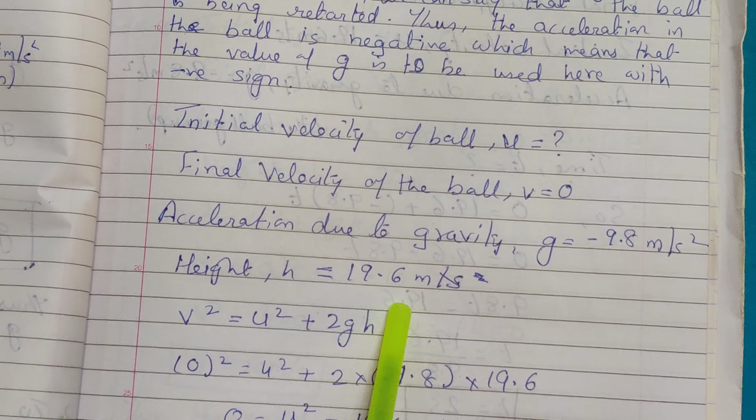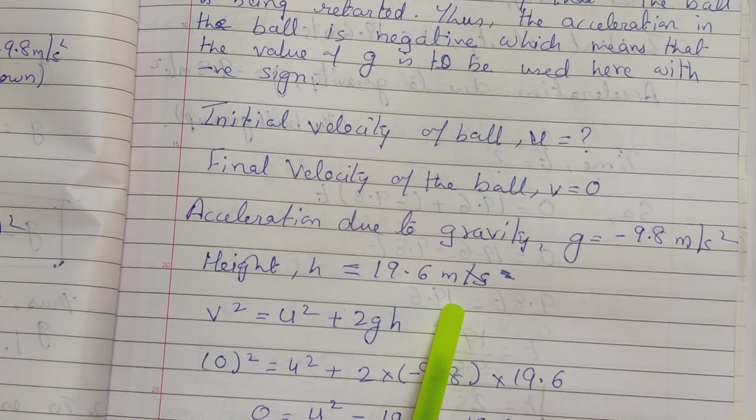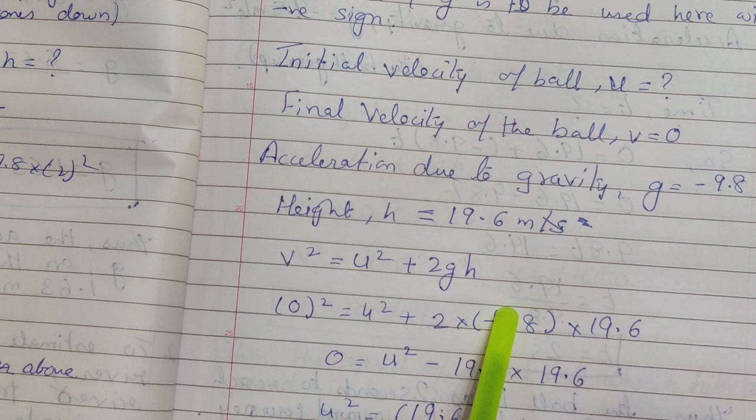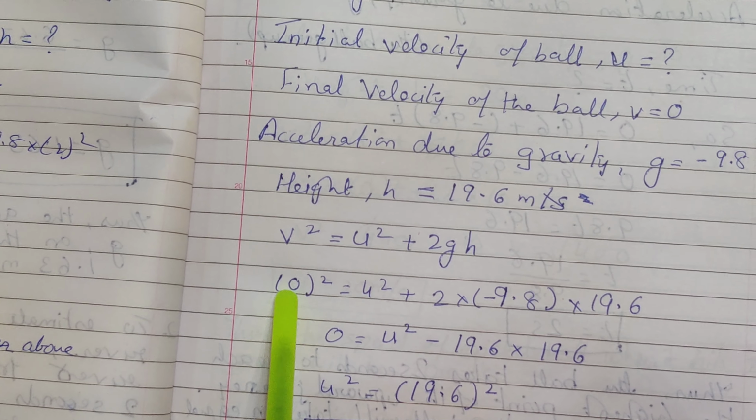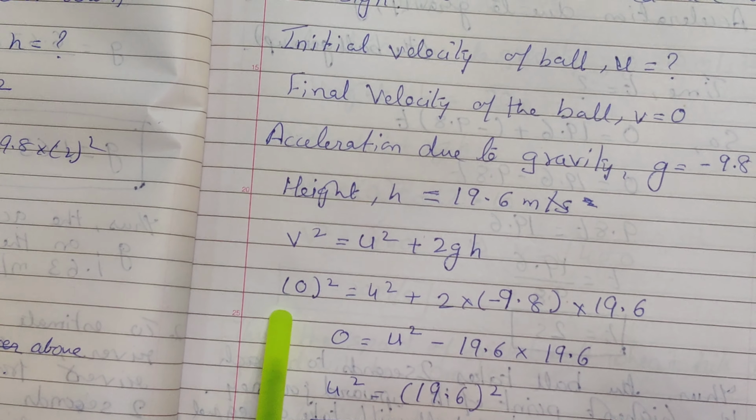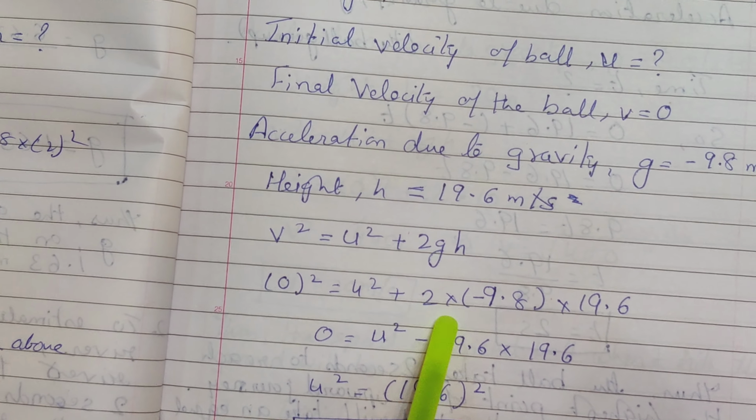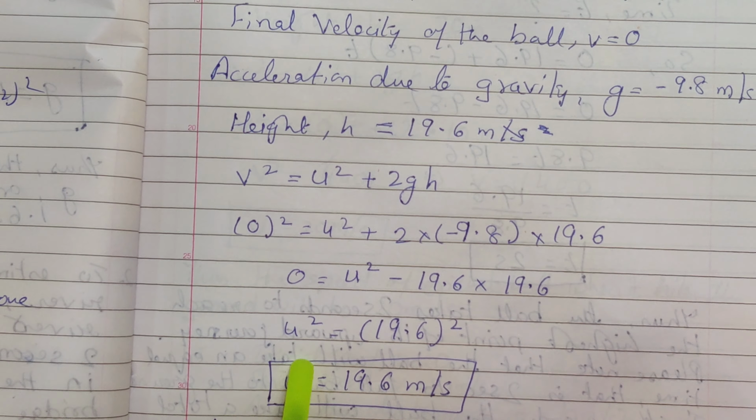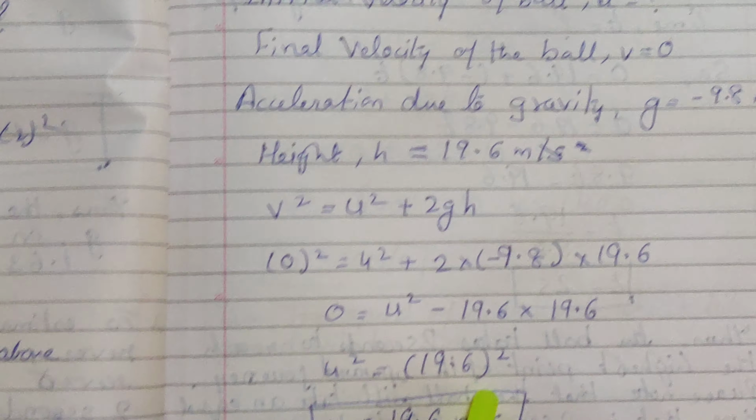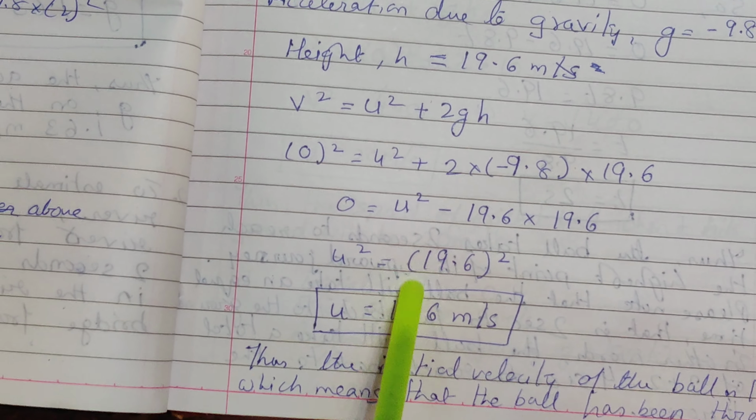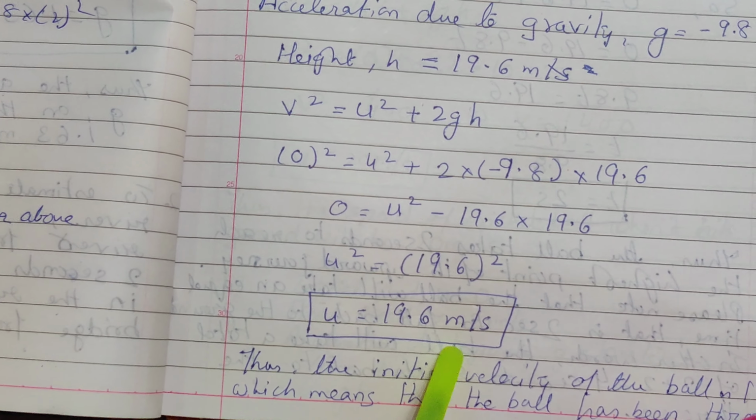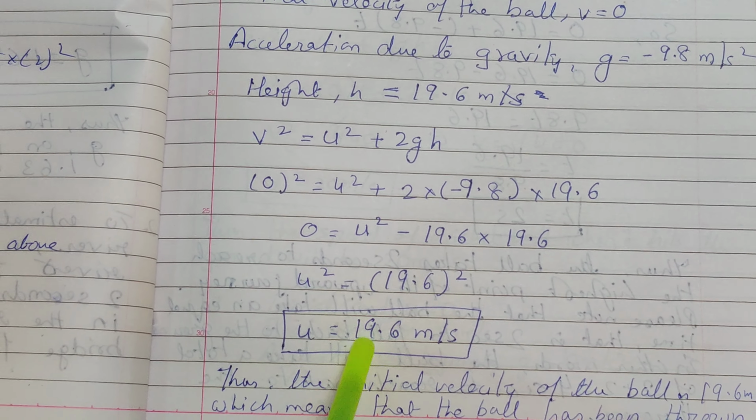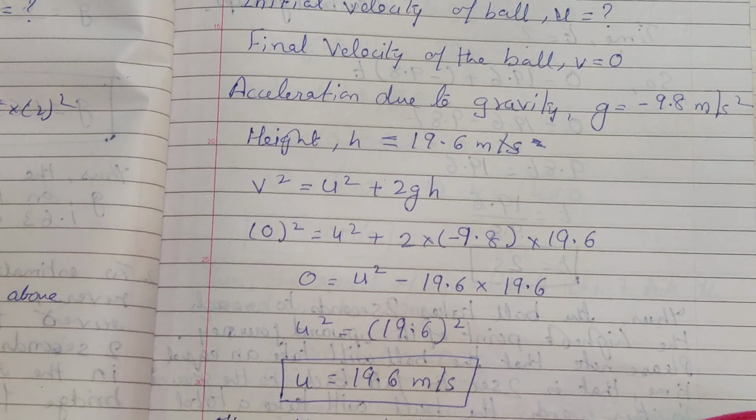Height will be 19.6 meters. It has given. So from the formula, v square equals u square plus 2gh, we will get the value of u. What is the value of v? 0. u square equals 2 times minus 9.8 into 19.6, h. Then u square equals 19.6 whole square. u equals root over, it cancels, so what remains is 19.6 meter per second. So the initial velocity is 19.6 meter per second.